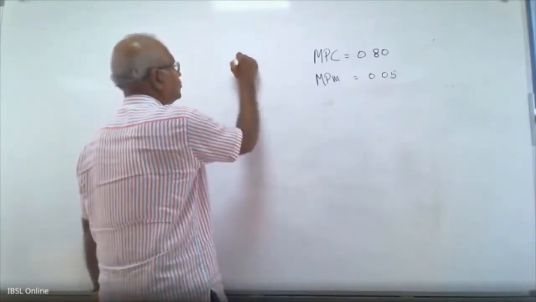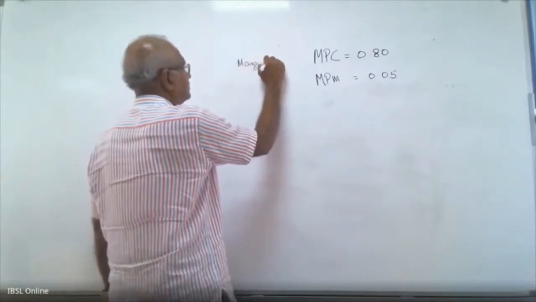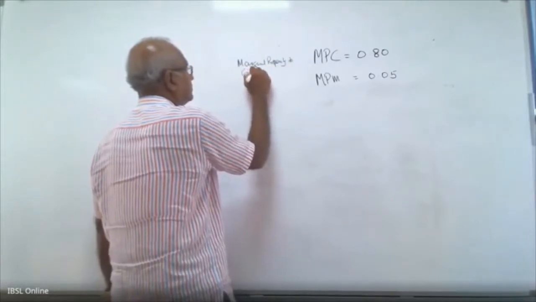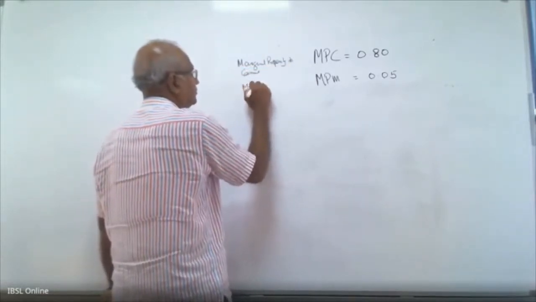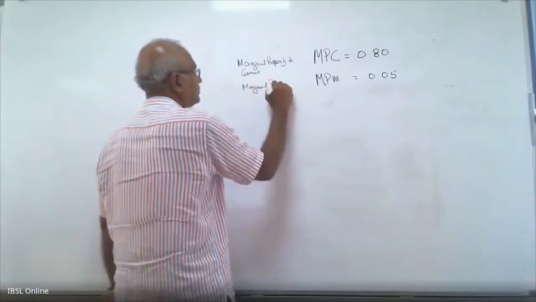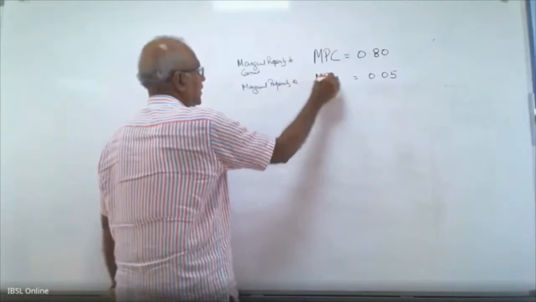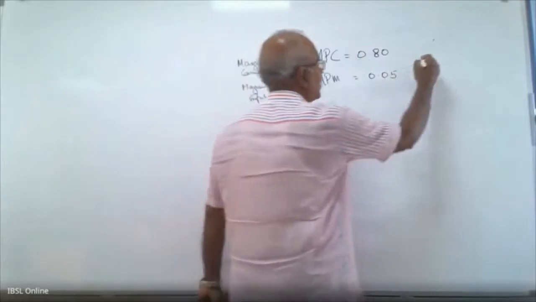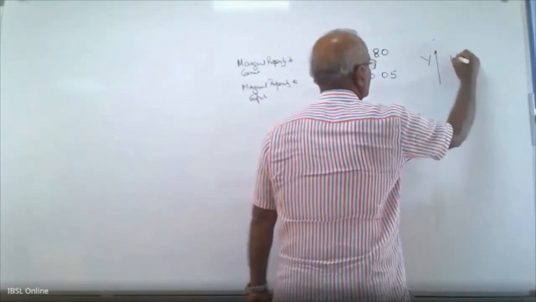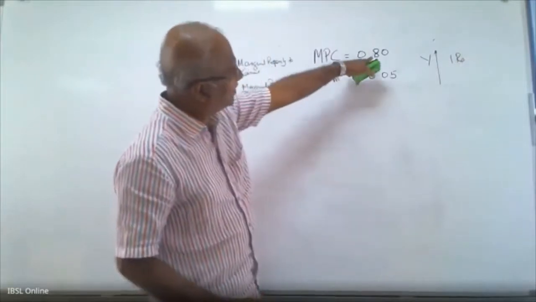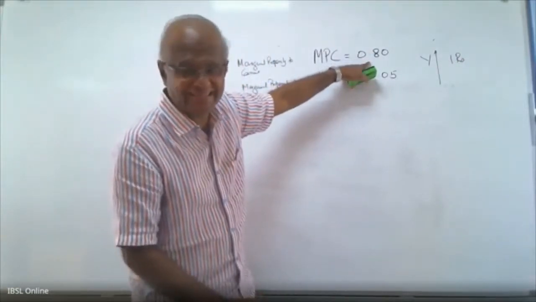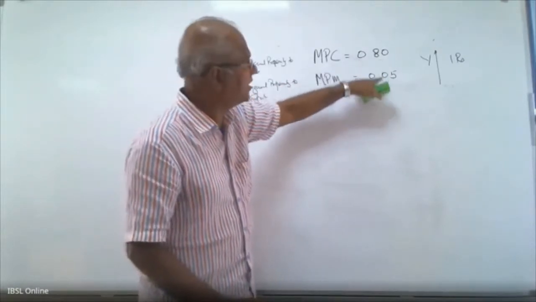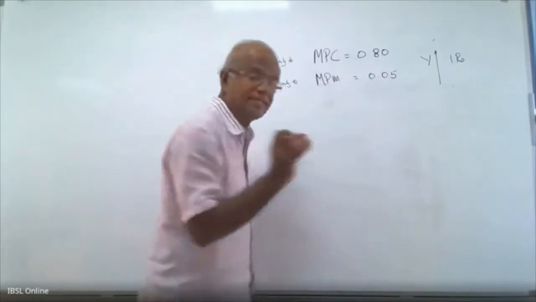What is marginal propensity to consume? This is marginal propensity to imports. What will happen? When income increases by 1 rupee, people increase consumption by 80 cents, increase imports by 5 cents, then total is 85 cents. MPS is what? Balance 15 cents is saved.